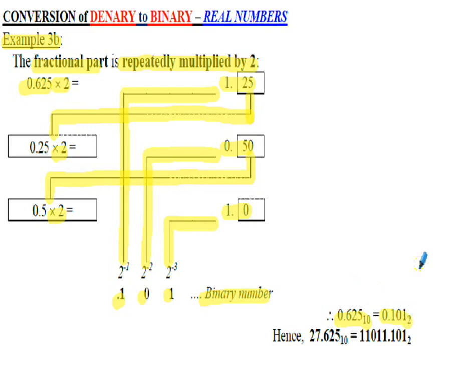Now bringing the results of the previous slide and this slide together, we can write that the number 27.625 in base 10 can be written as 11011.101 in base 2.